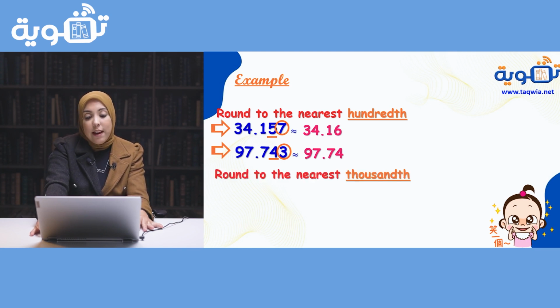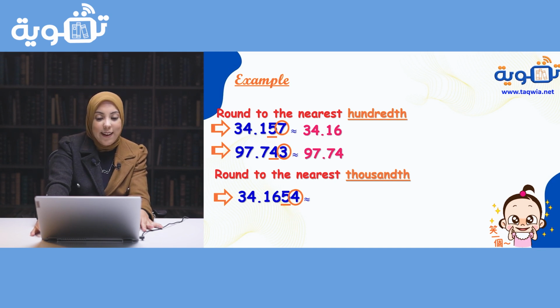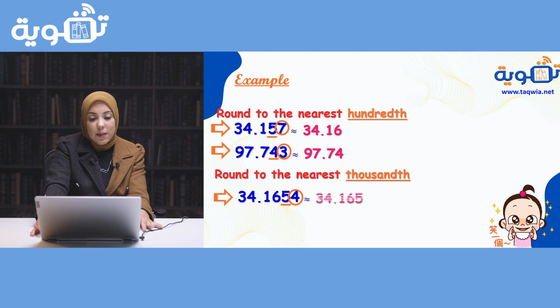Okay, now how can we round to the nearest thousandth? For example, we have 34.1654. As usual, we underline the place that we want to round to. Where is the thousandths place? It's the 5. So we underline 5 and circle 4. 4 is weak, so we keep the number. It's 34.165.